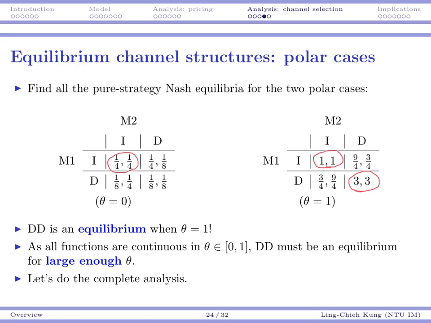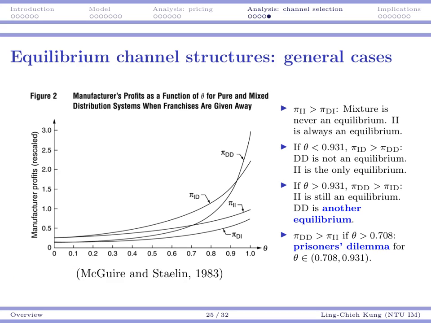Okay, so for the two polar cases, we can see this. But what's more important is that we know all those payoff functions are continuous in theta. Okay, they are continuous functions of theta. So that means if theta is very close to 1, then we know DD must be an equilibrium, because when theta is close to 1 enough, the situation will just be similar. The change of numbers will just be limited. Okay, so we can expect there is at least an interval of theta close to 1 in which DD is an equilibrium. So let's complete the analysis. Eventually, all we need is a figure like this.